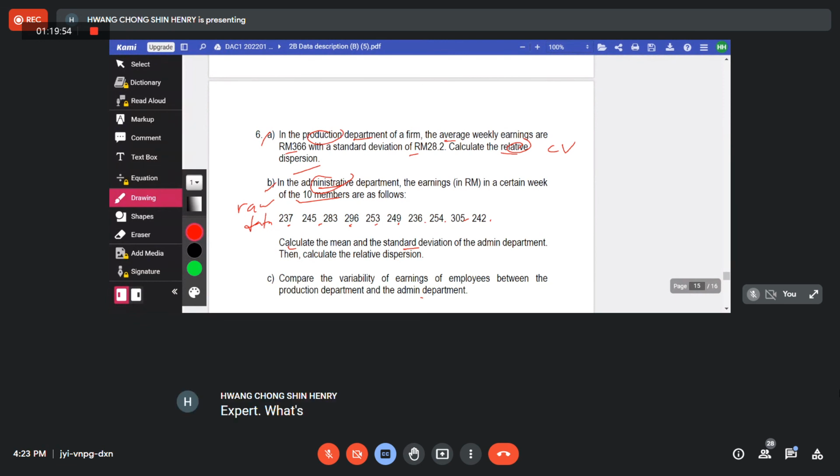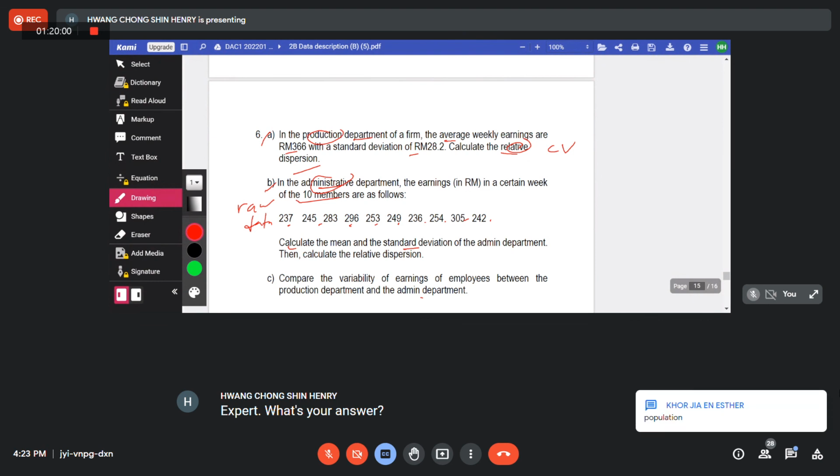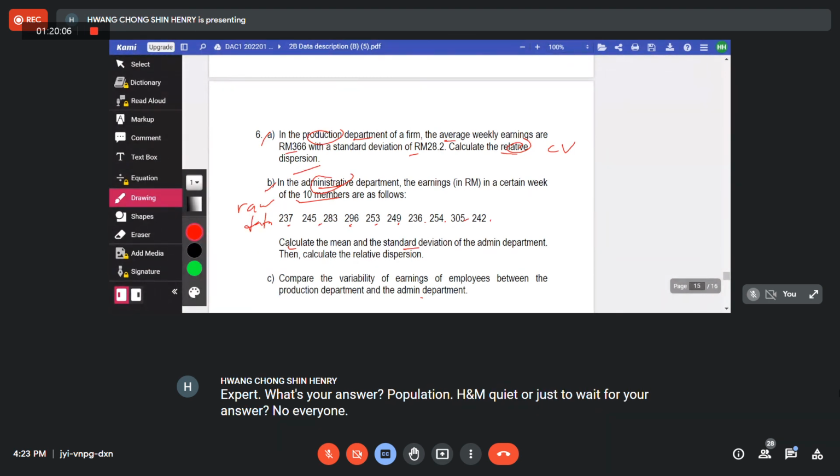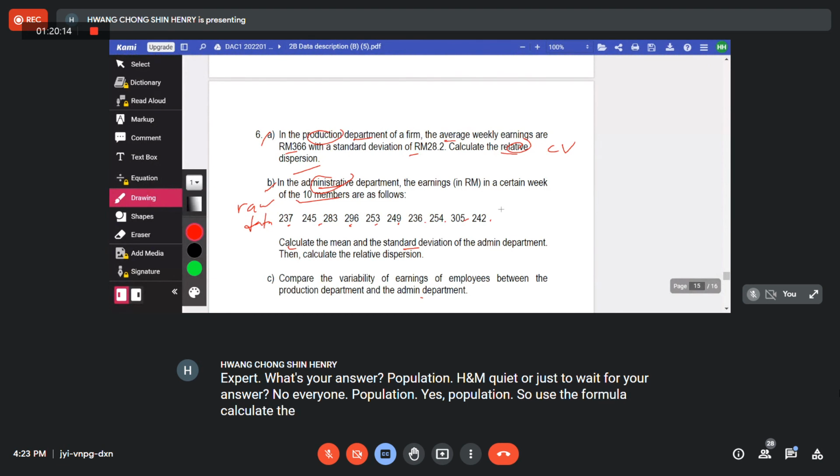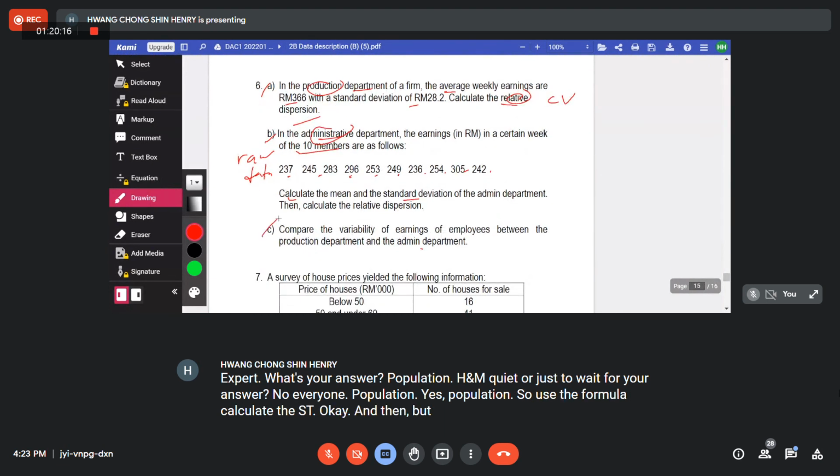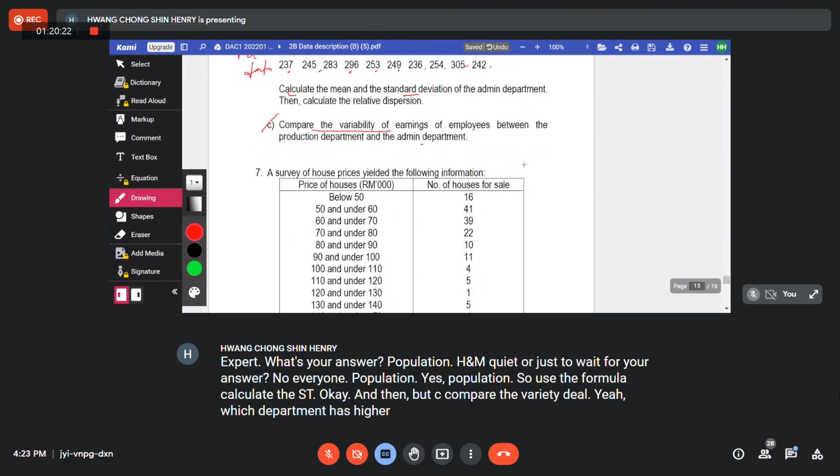Esther, what's your answer? Population. Actually, I'm quiet just to wait for your answer. No, everyone. Population? Yes, population. So use the formula, calculate the standard deviation. Okay, and then part C, compare the variability. Which department has higher variability?